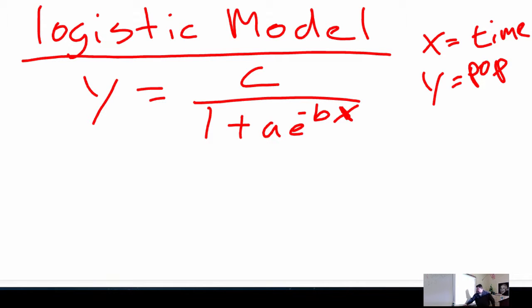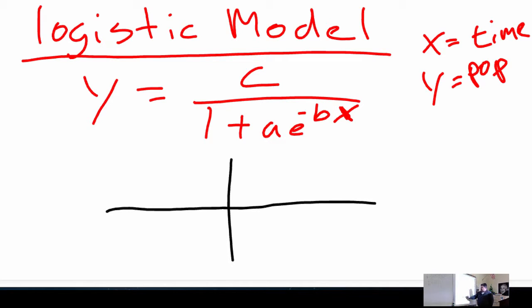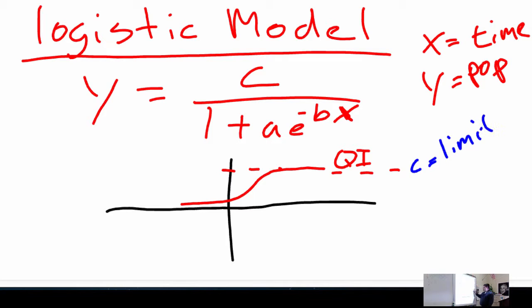Now what this looks like graphically, and I'm just going to sketch it freehand, normally we only look at quadrant 1. The way that the model looks is it normally looks like this, with some sort of horizontal asymptote. Now that horizontal asymptote is usually equal to the number c, and in mathematics we call that a limit to growth. And so the logistic model looks like this, and then this would be what we call the initial condition. What did you start off with? How many people?